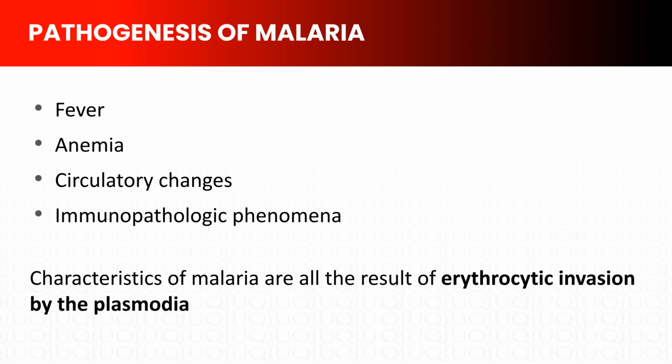All the characteristic features of malaria result from erythrocytic invasion by the parasites. The 4 major pathogenic mechanisms are fever, anemia, circulatory changes, and immunopathologic phenomena. Understanding these mechanisms helps explain both the clinical presentation and the potential complications, particularly in falciparum malaria. Each mechanism contributes to the overall disease severity, and in P. falciparum infections, these can combine to produce life-threatening complications like cerebral malaria and severe anemia.